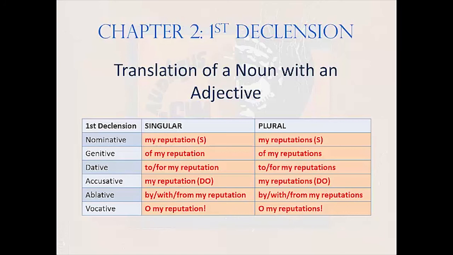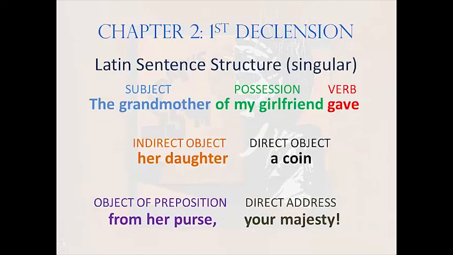To end this lesson, let's return to the sentence we started with at the beginning. The grandmother of my girlfriend gave her daughter a coin from her purse, Your Majesty, and review the Latin cases and how they're used. In this sentence, the subject is grandmother, of my girlfriend shows possession, gave is the verb, her daughter is the indirect object, a coin is the direct object, from her purse is a prepositional phrase in which purse operates as the object of the preposition from, and Your Majesty shows direct address.